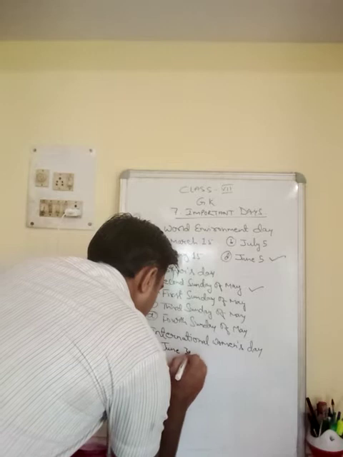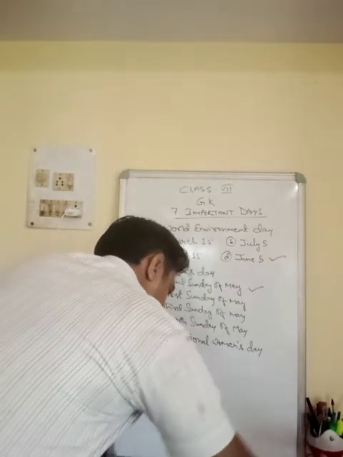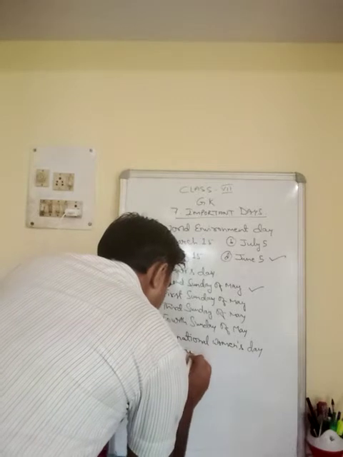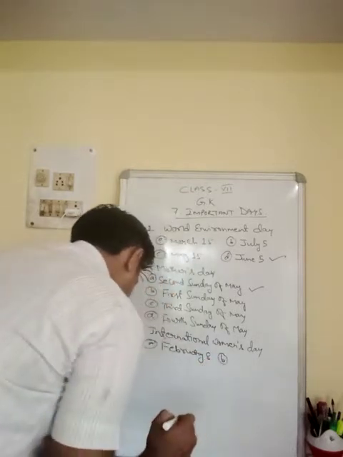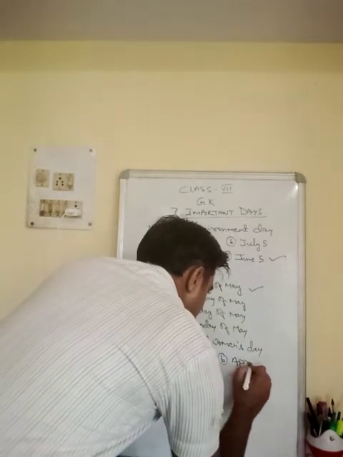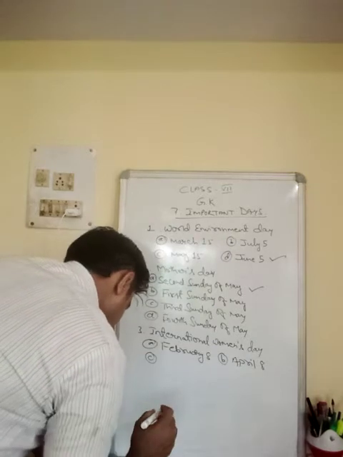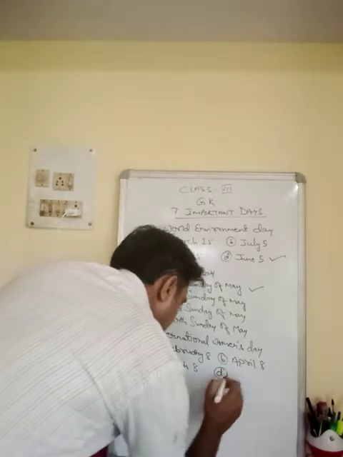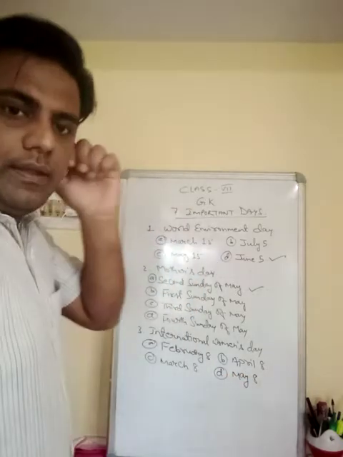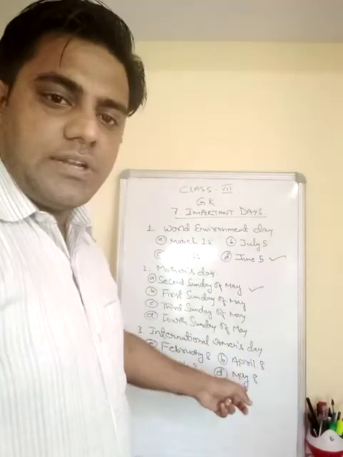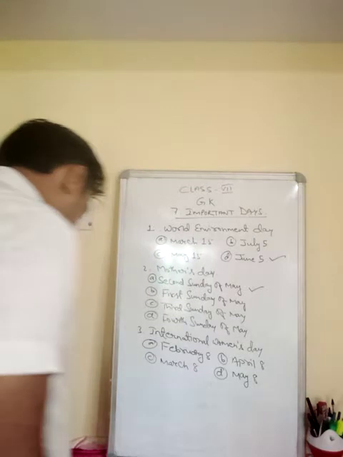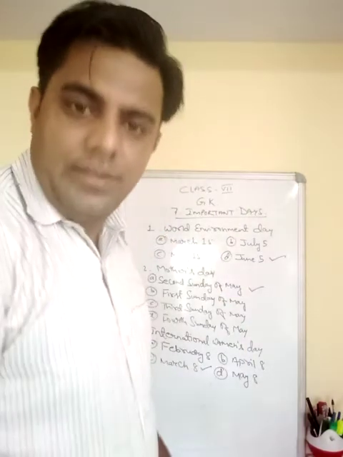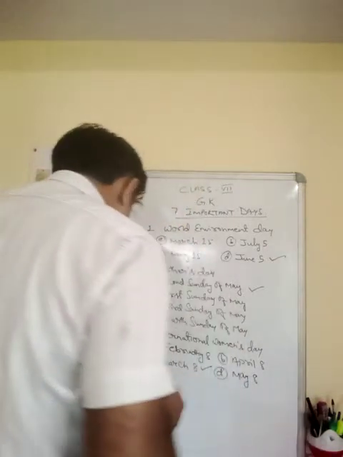February 8, number B, April 8, number C, March 8, and number D, May 8. So your four options are February 8, April 8, March 8, and May 8. And if you think that the correct answer is March 8, then you are absolutely right. Moving on to number 4.